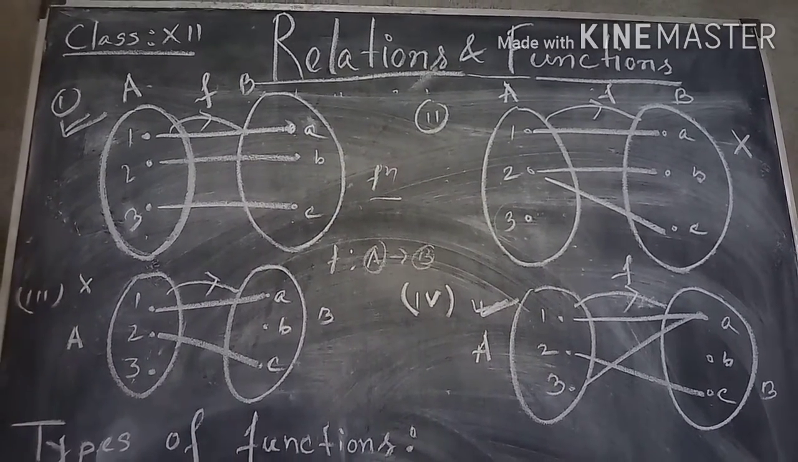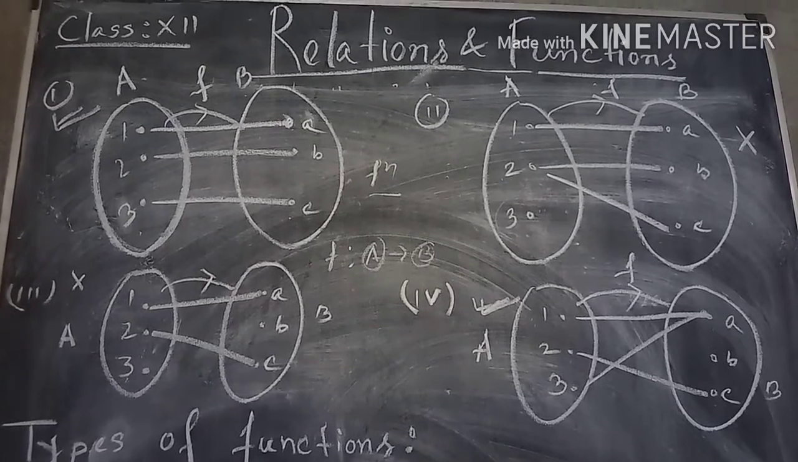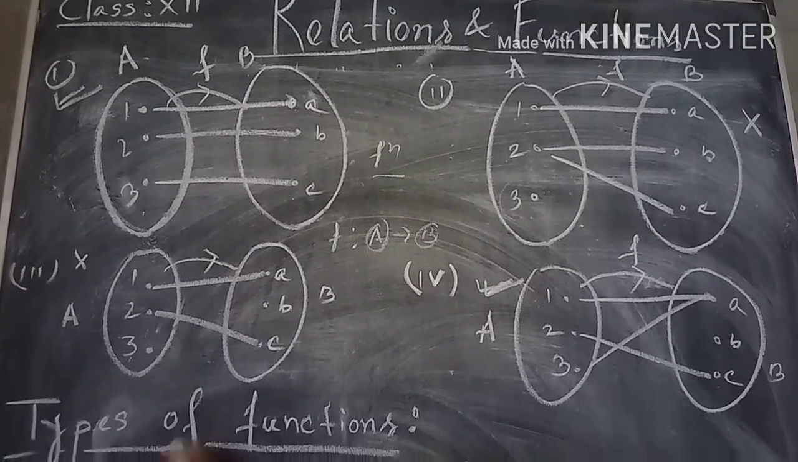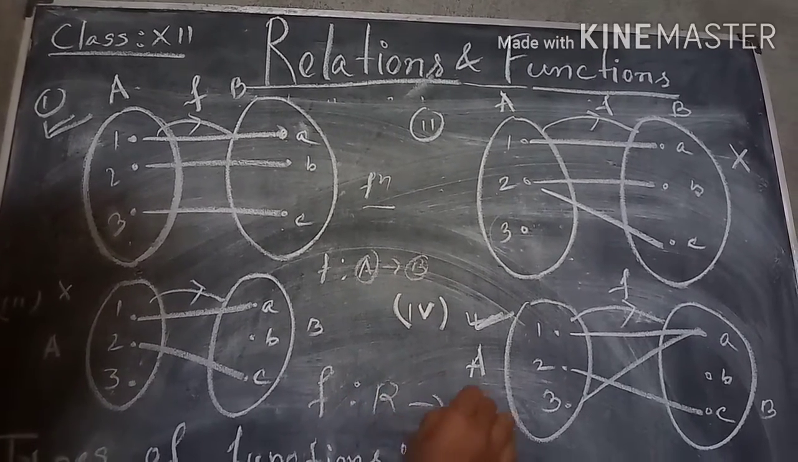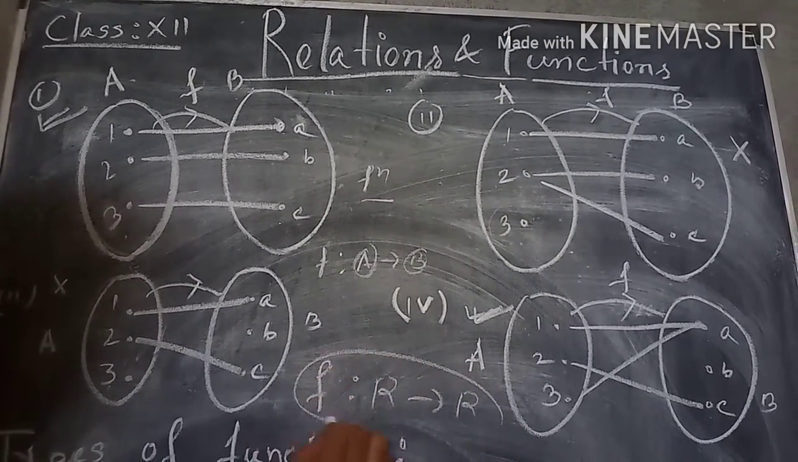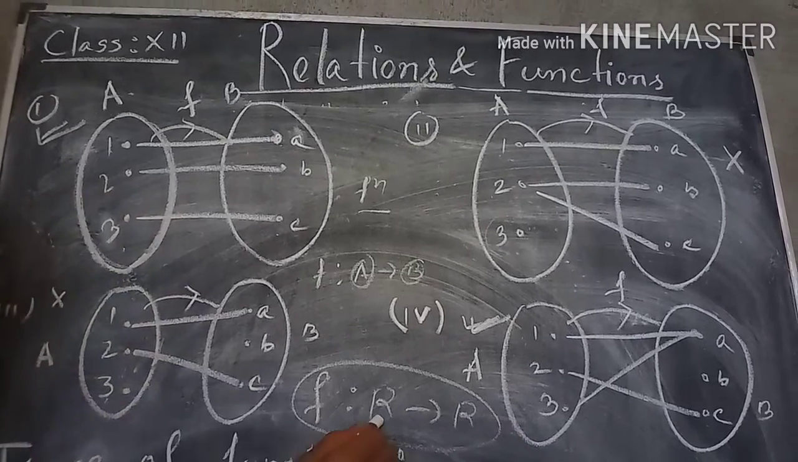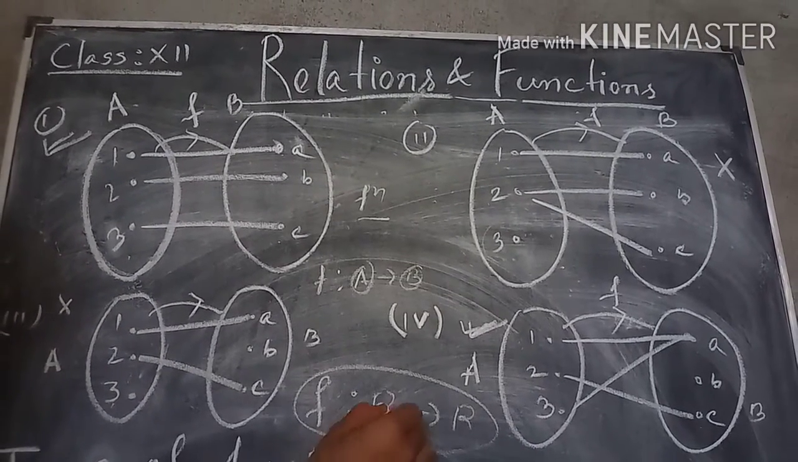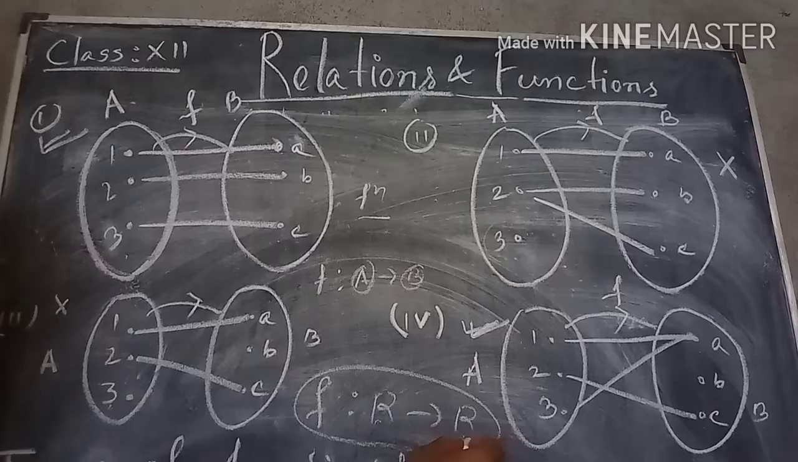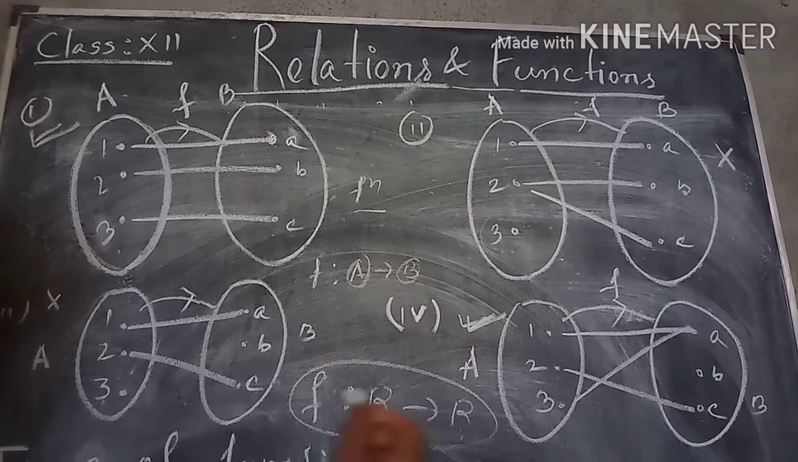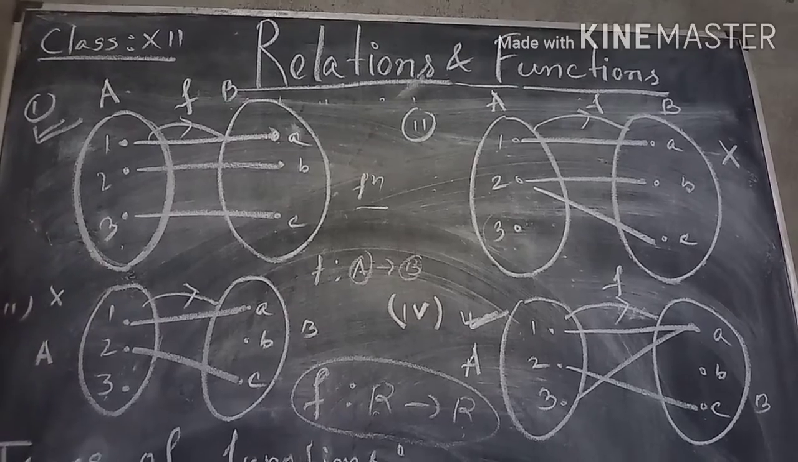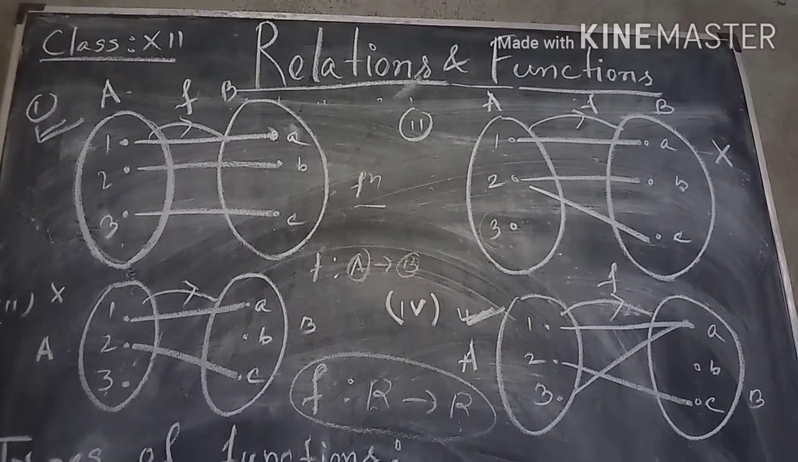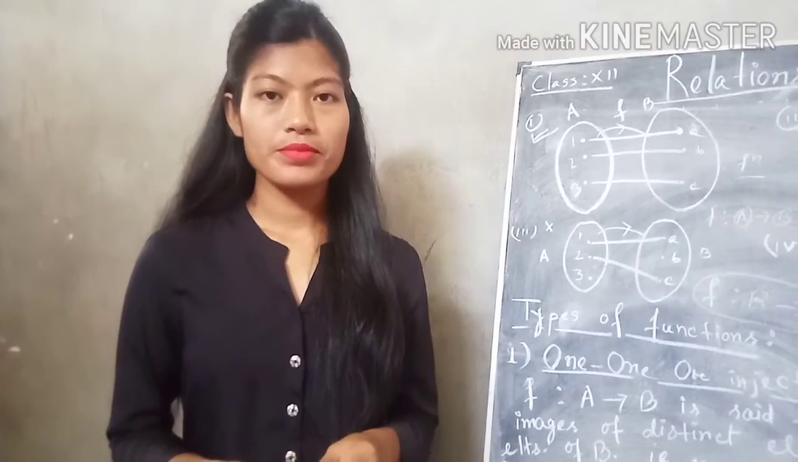will not be functions. Now if a function goes from R to R, that means the domain is the set of real numbers and the codomain or range is also the set of real numbers, then this relation will be called a real function. This function will be called a real function. So I hope you understood.